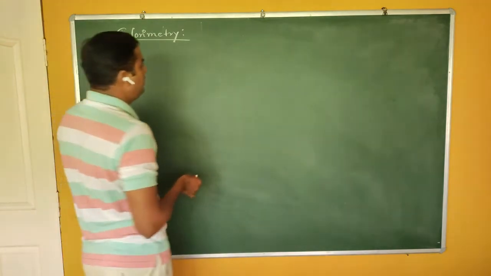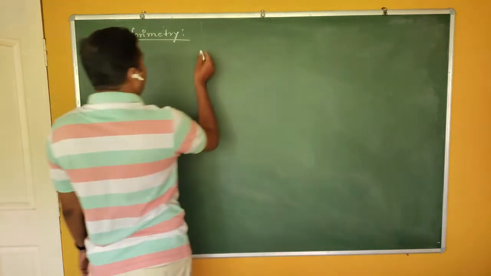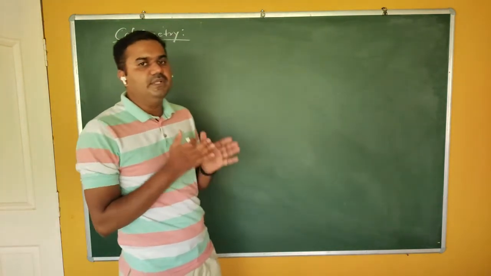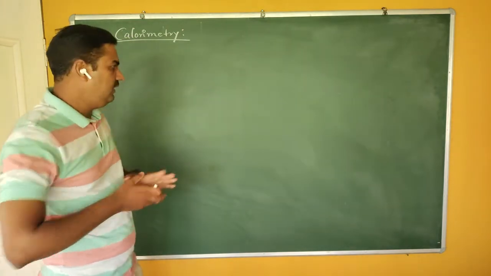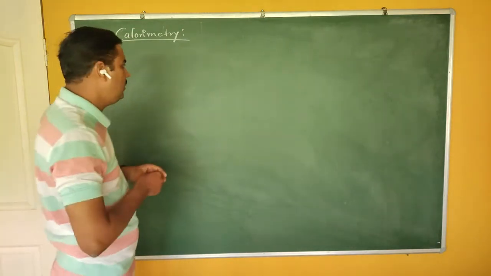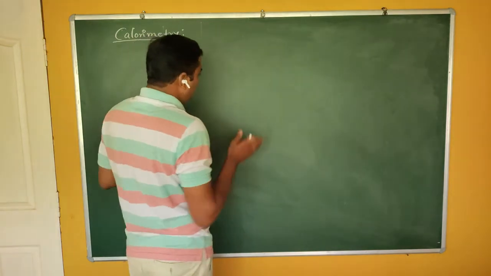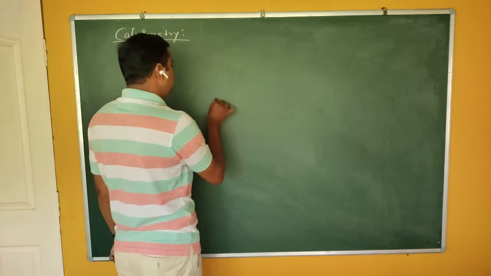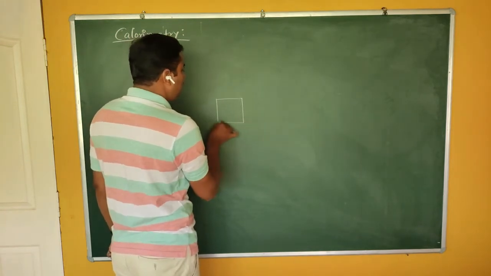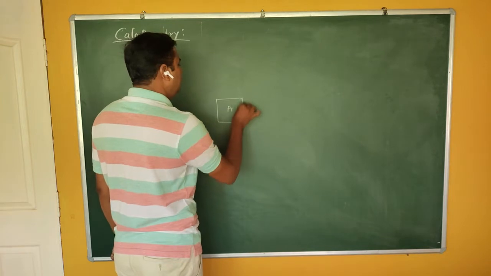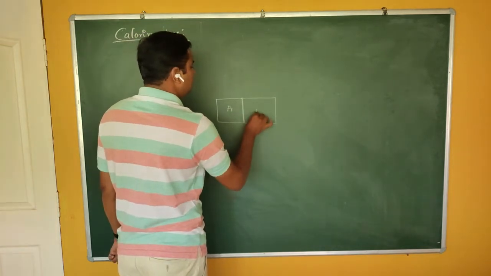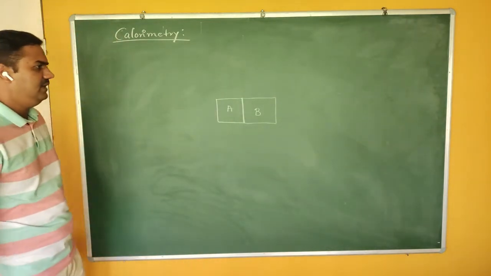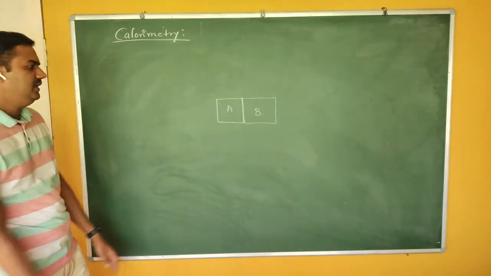The principle of calorimetry is very simple: heat lost by the hot body is equal to heat gained by the cold body. Let me explain what is meant by this. Let me assume there is a system, a completely isolated system, and in that system only two materials are there, material A and material B.